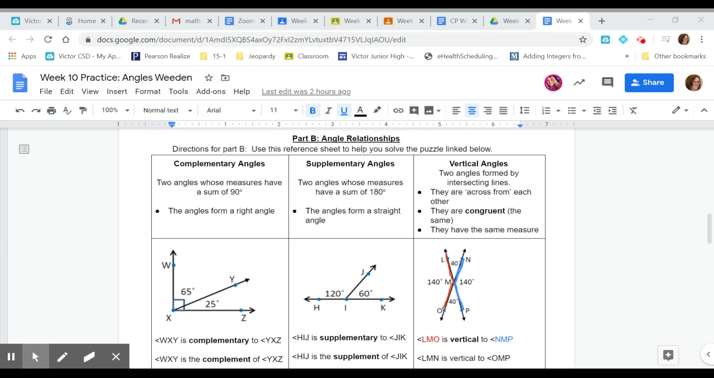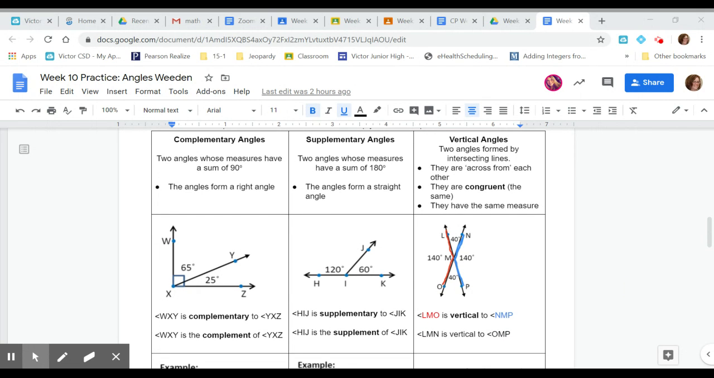So for part B, angle relationships, it's really just giving us vocab to explain how two angles are related to each other. So complementary angles just means that they're going to add up to 90 degrees.